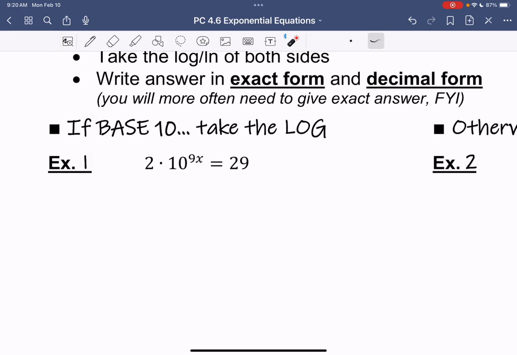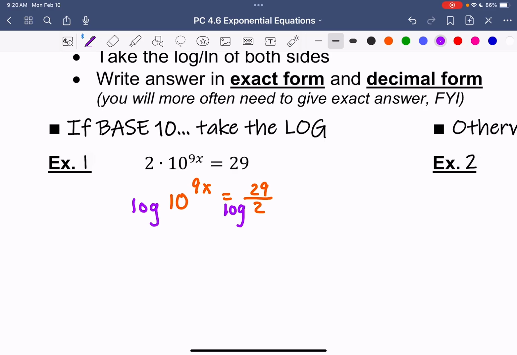However, in example 1, we first want to divide by 2, recognizing that we do need to isolate the exponential piece. And since we do have a base 10, we're going to take the log of both sides, base 10, which allows us to use our properties of logs, bringing our exponent down.